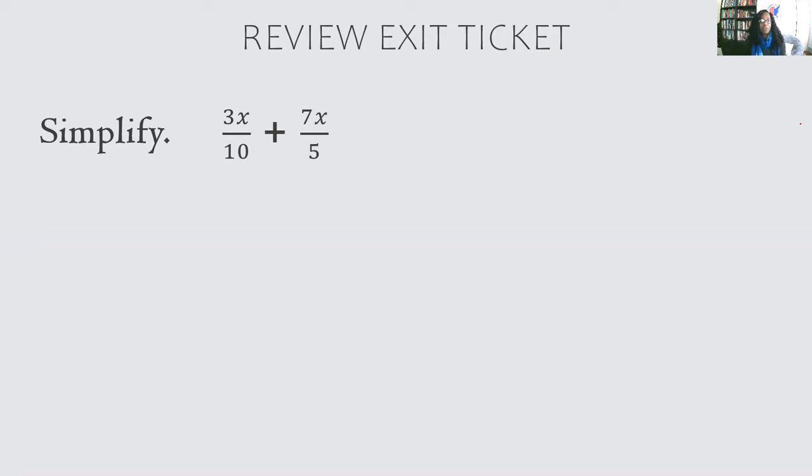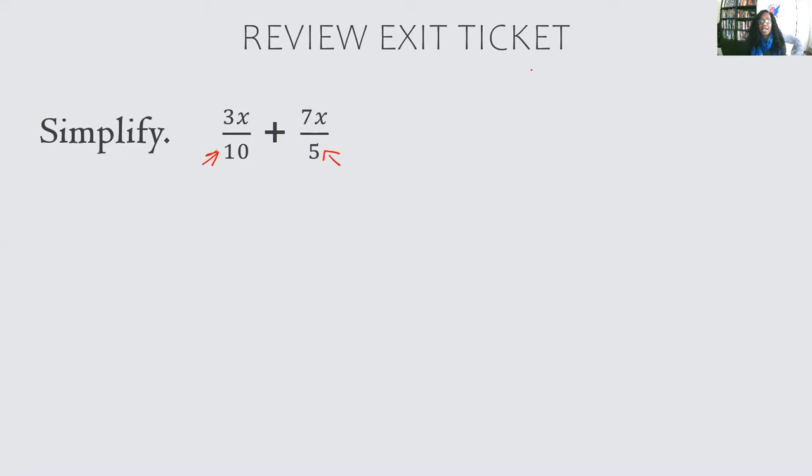If you need to review that, go ahead and look in there, hit play, and then you can jump right in from this point on. What we're going to do right now is simplify 3x over 10 plus 7x over 5. If you recall, anytime you're adding or subtracting fractions, you always have to have a common denominator. So we have 10 and we have 5, and I've got to think of those multiples.